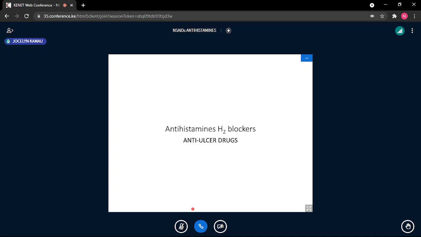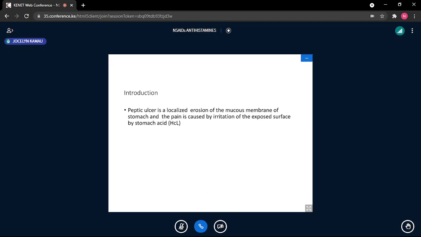And as we have said, these drugs are anti-ulcer drugs. So when they block the receptor, what they are trying to block is the release of gastric acid or hydrochloric acid, because hydrochloric acid is the one that triggers ulceration. So that, in a nutshell, is what we expect. So let us now move on.